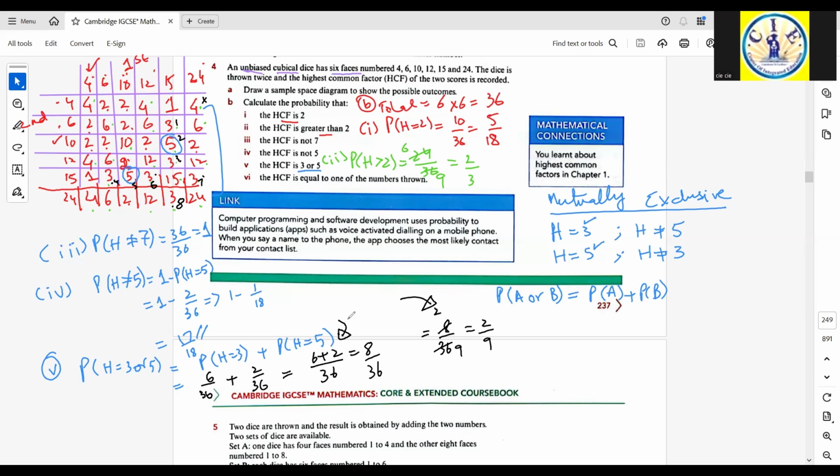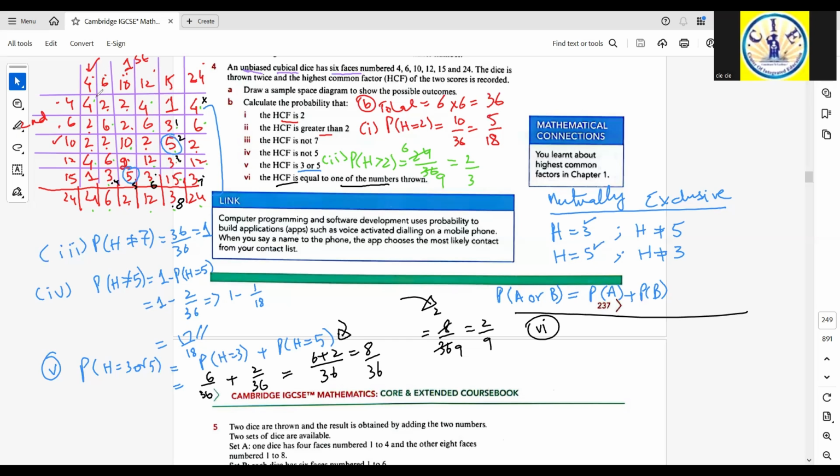Now, for the last part, part number 6, probability that the HCF is equal to one of the numbers thrown. Okay, for this, if you see, let me change this color. Let it be yellow. HCF is equal to one of the numbers thrown.